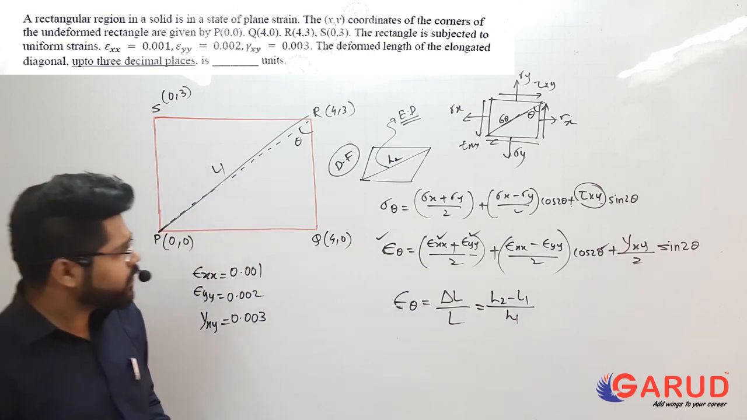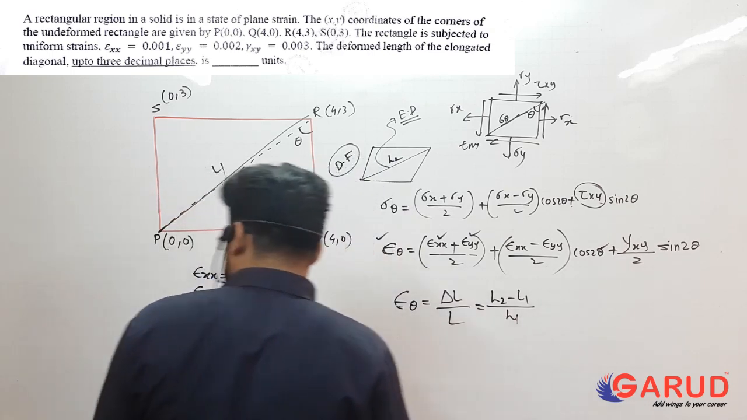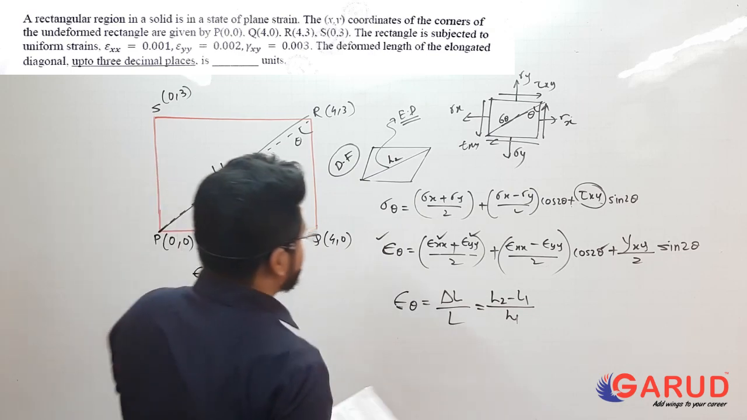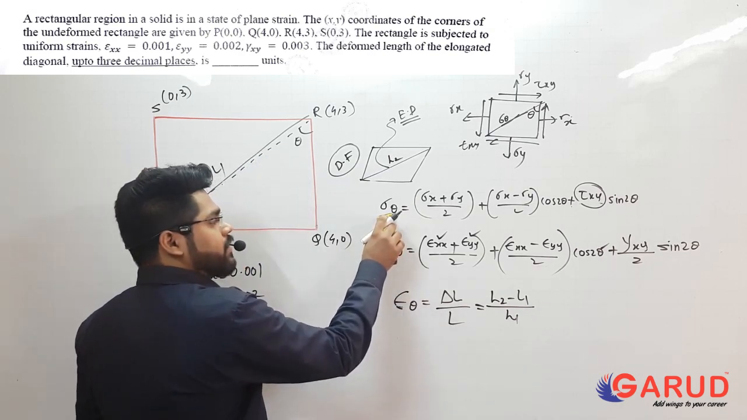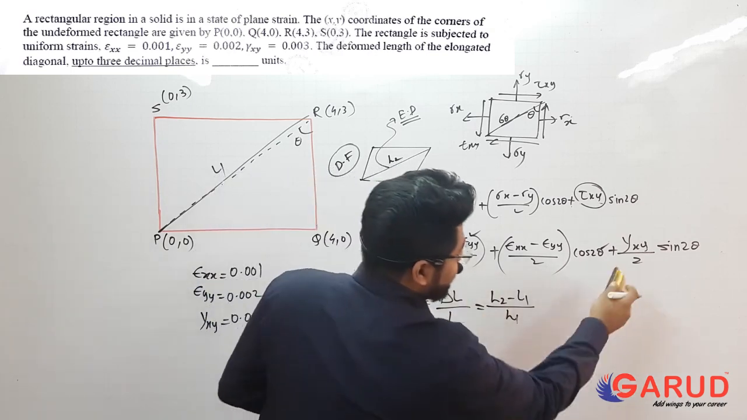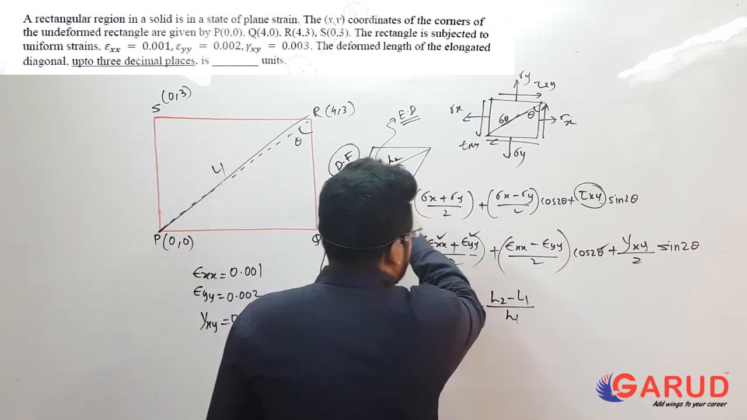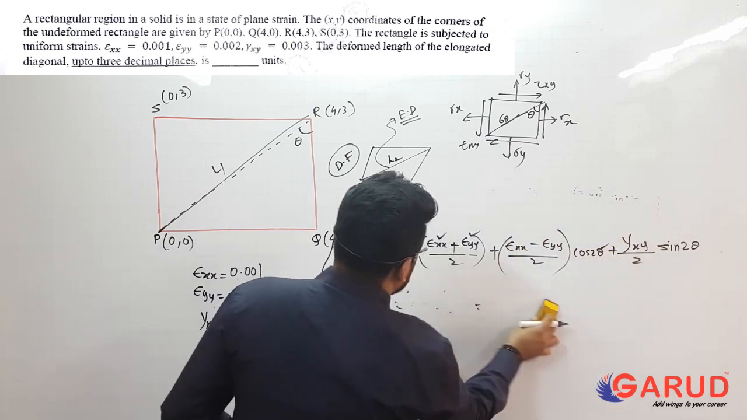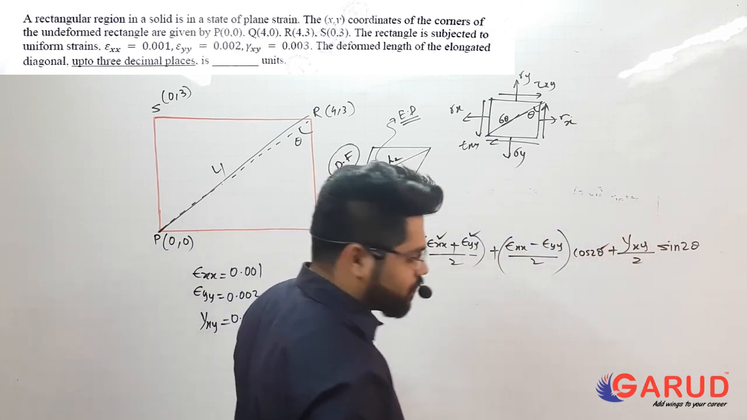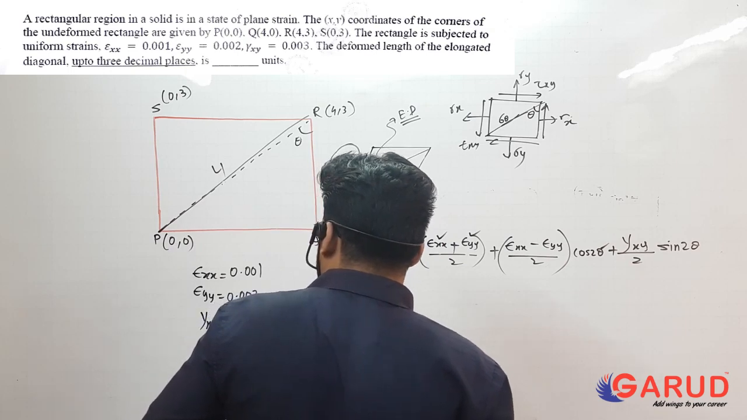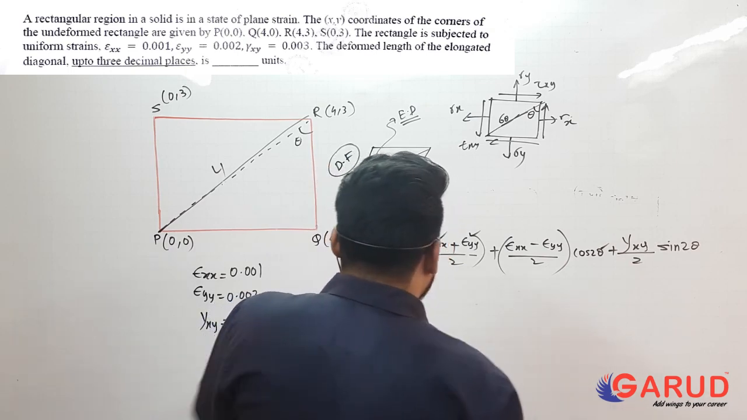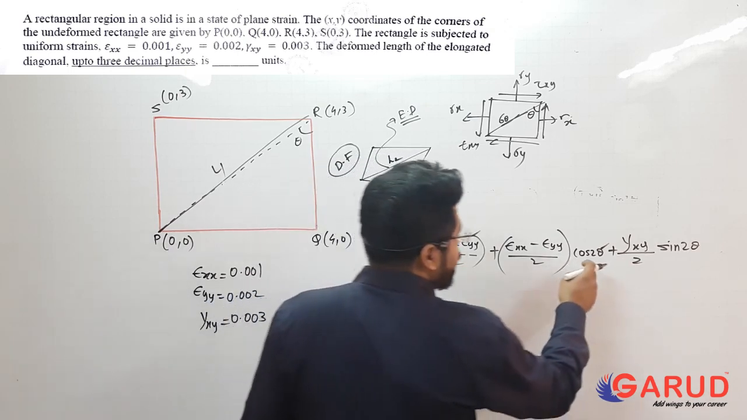Let's go for it. I will remove the formula, that is sigma theta, which is not required as of now. I just wanted to show you how you can remember the formula of sigma theta and how you can recollect your epsilon theta without memorizing the formula. Okay, let's go ahead. I know the values of epsilon xx. I know the value of epsilon yy from the numerical point of view. I also know the value of gamma xy. But the challenging part is that I don't know the value of theta.